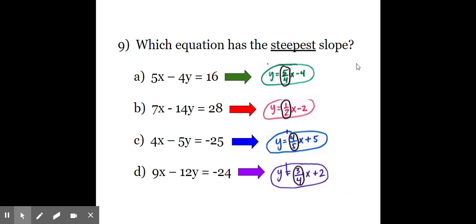Now that I have all of the equations converted into a form in which I can compare the slopes, I can look at all of the slopes to see which one is the biggest number. Steepest slope, biggest number: 5/4, 1/2, 4/5, and 3/4. Do you see that 5/4 is the only fraction of all of them that's bigger than 1? So that one's going to have the steepest slope because it's the biggest number.